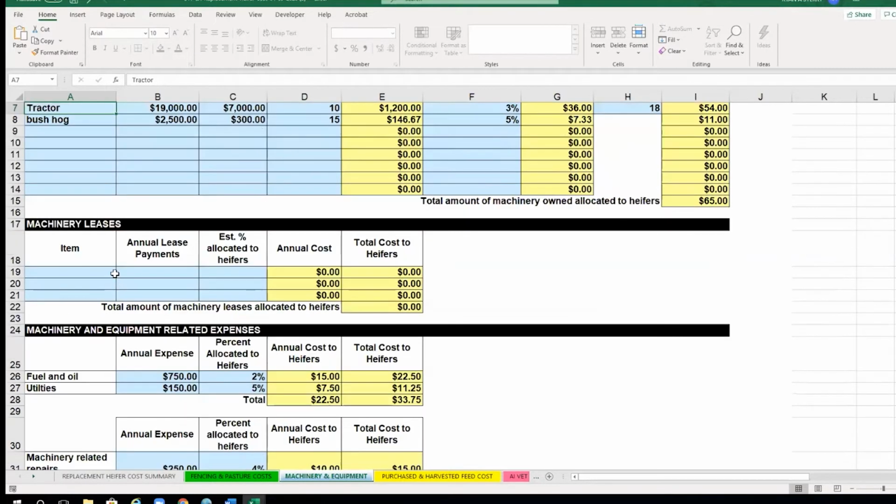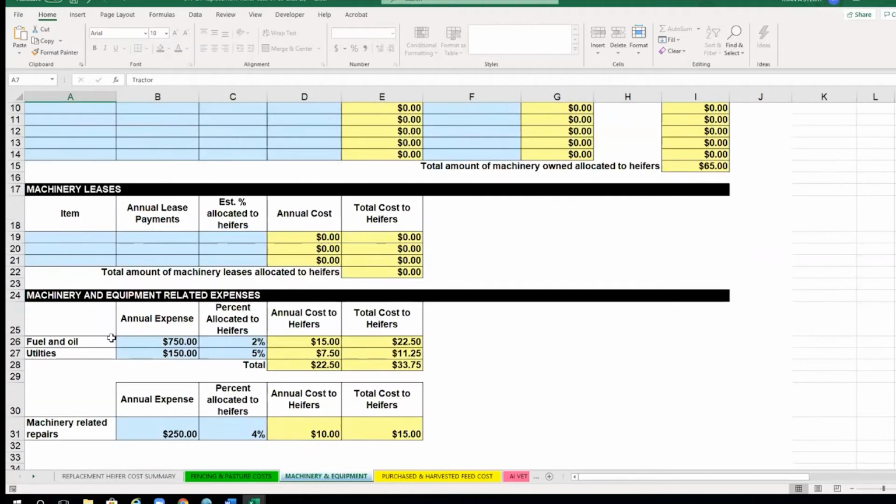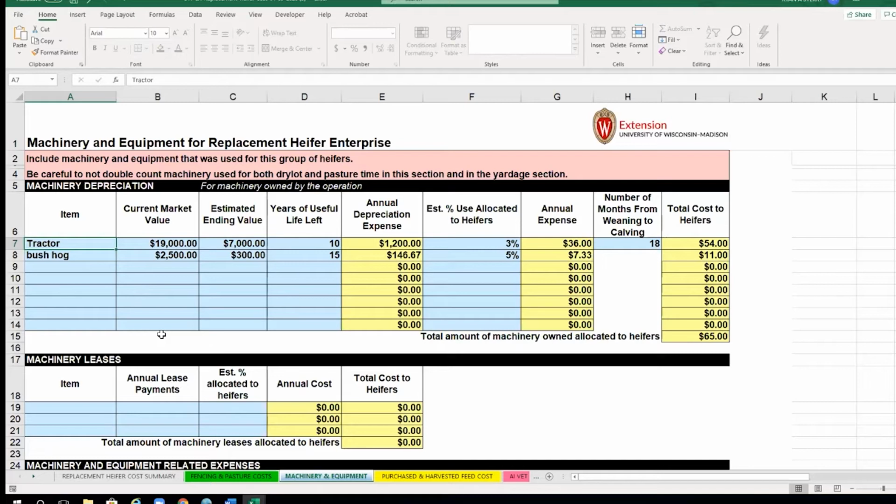If we move down, we do something similar with machinery leases. If you have any of those, the only difference would be you don't have the years of useful life and estimated ending value to compute here. And if we keep moving down this tab, we get into our fuel, oil, and utilities expenses, and also any machinery repair expenses. One thing we want to remind users of when using the machinery and equipment tab is that we don't want to be double counting any machinery, equipment, or lease expenses that are already included in the yardage expense, which is calculated on the first tab of the spreadsheet.